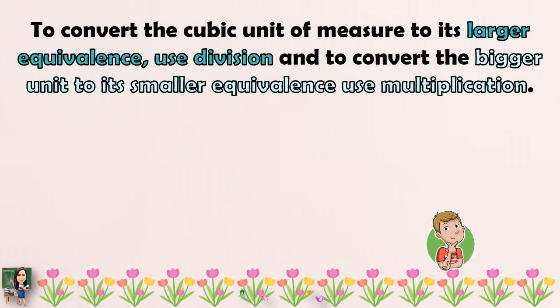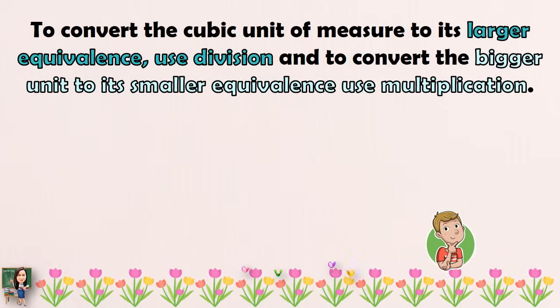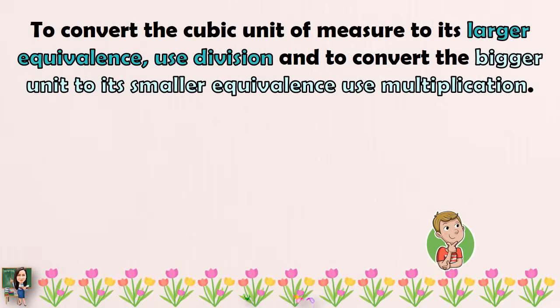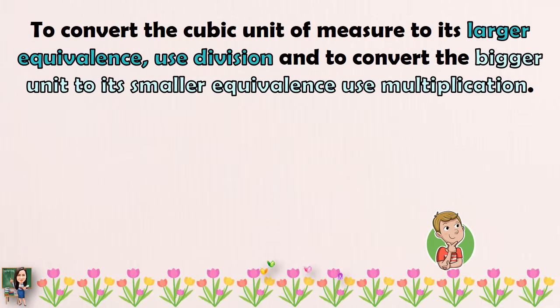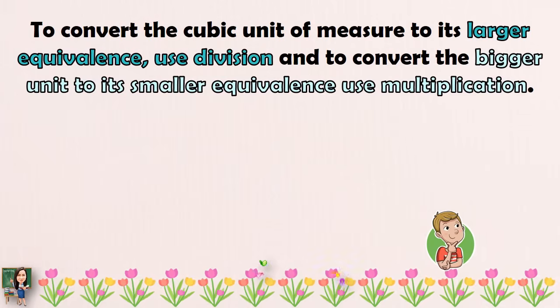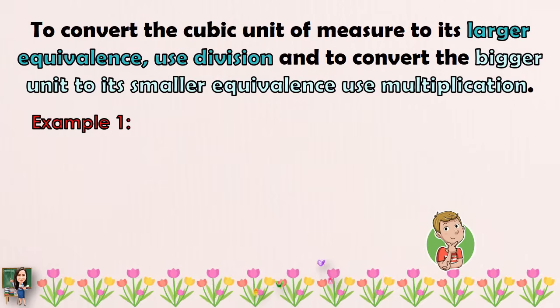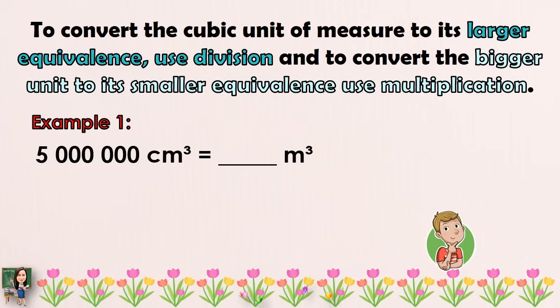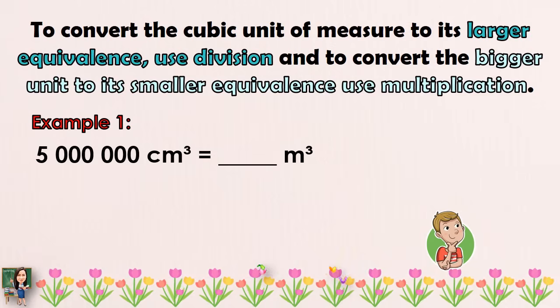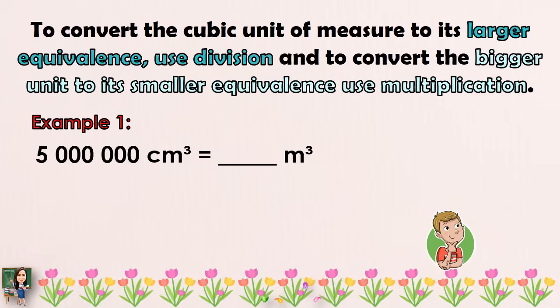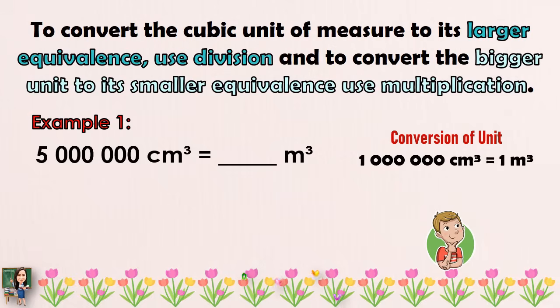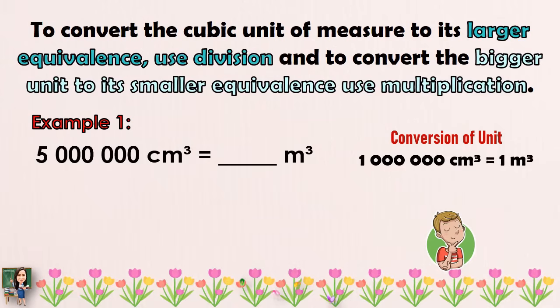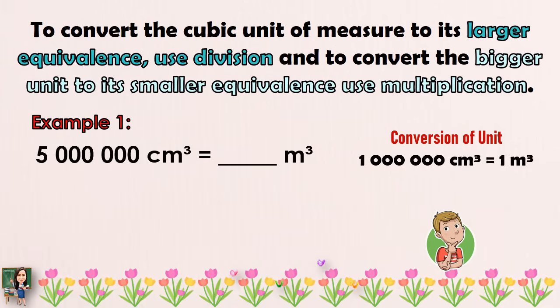To convert the cubic unit of measure to its larger equivalence, use division. And to convert the bigger unit to its smaller equivalence, use multiplication. Example number 1. 5 million cubic centimeters is equivalent to how many cubic meters? Let's see the conversion of units. For every 1 million cubic centimeters, there is 1 cubic meter.